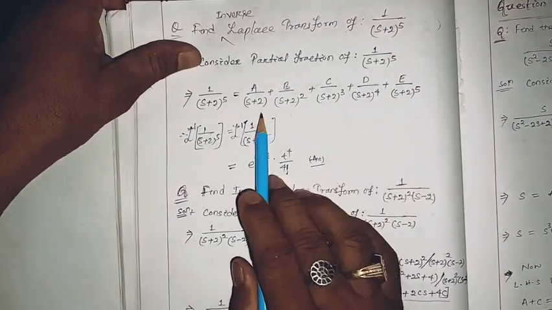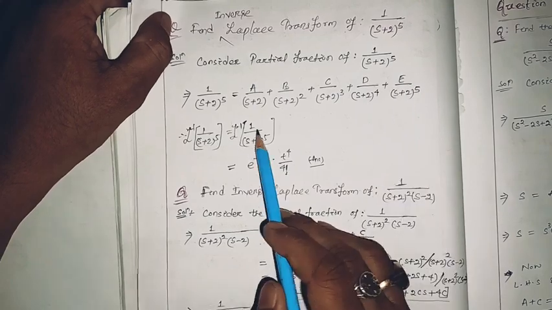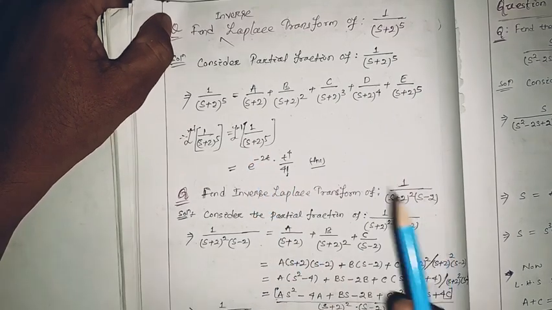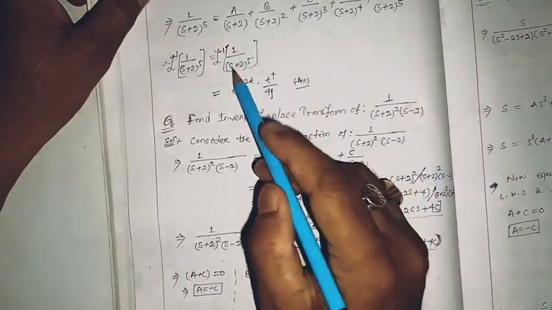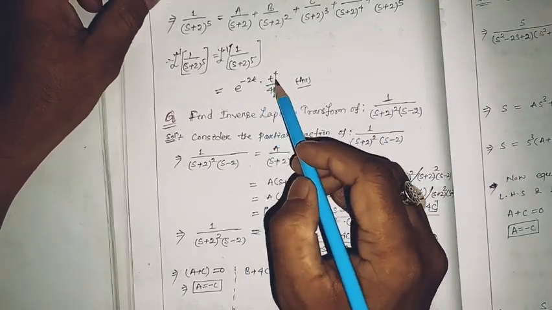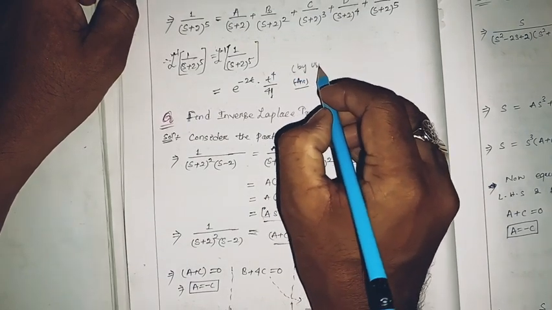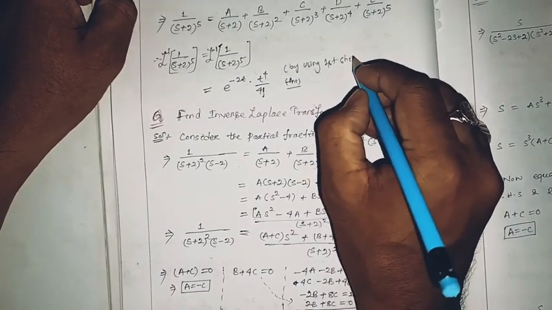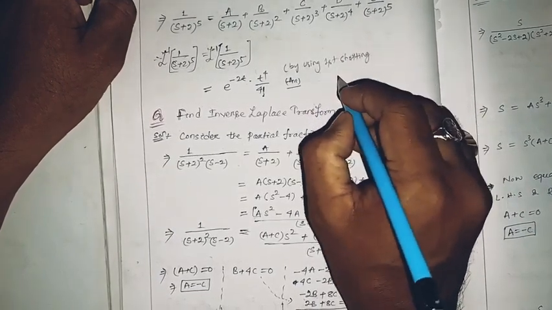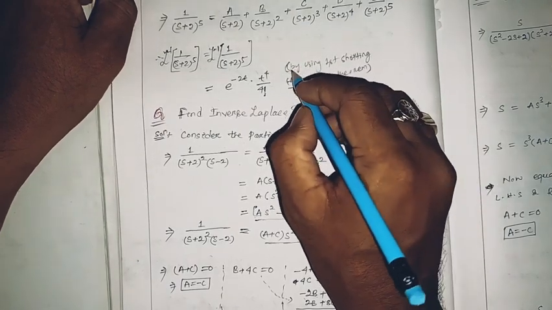Likewise for this case, A, B, C, D will be cancelled out and only the last one will be 1. So 1 by this one will come up at last, and the answer will be e to the minus 2t into t to the 4 by 4 factorial, by using the first shifting theorem, which we have already done.